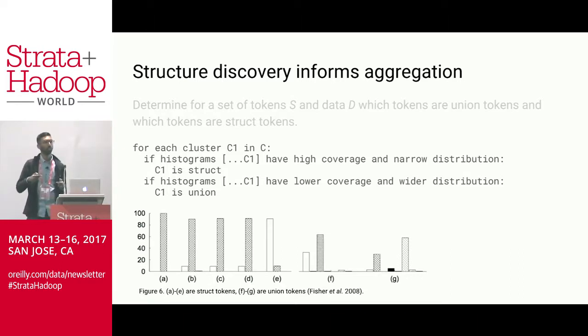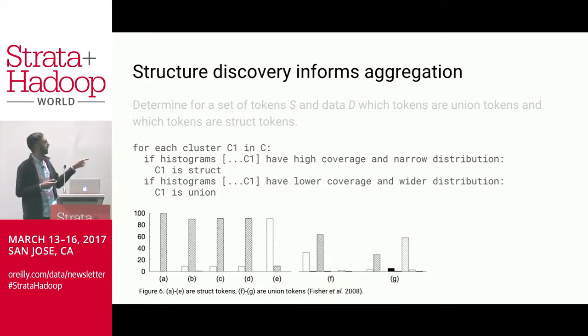And we can get some sort of intuitive understanding of this. If the histograms have lower coverage and wider distribution, you can understand that they have union relationships, because in unions, you have some sort of branching logic. So you'll want these tokens to appear in some of your subsets of data and others of your subsets of data, but not all of them. On the other hand, if we're looking at structure tokens and they're shared across all of your data, you'll want high coverage and narrow distribution, so lower variability.